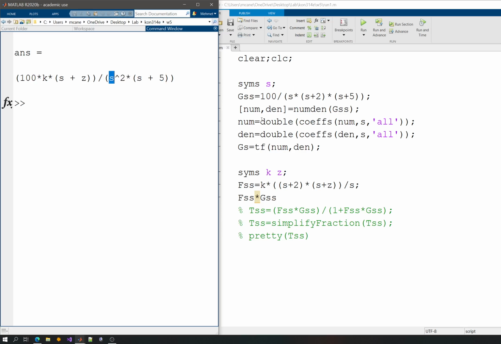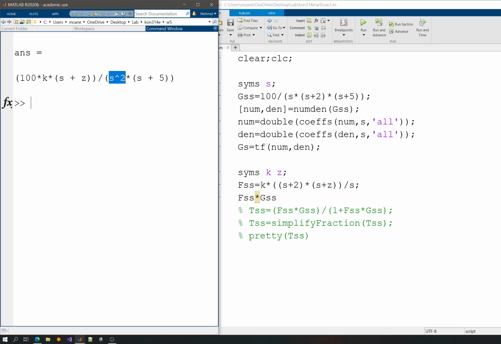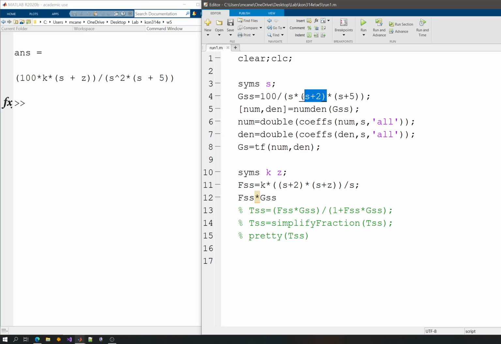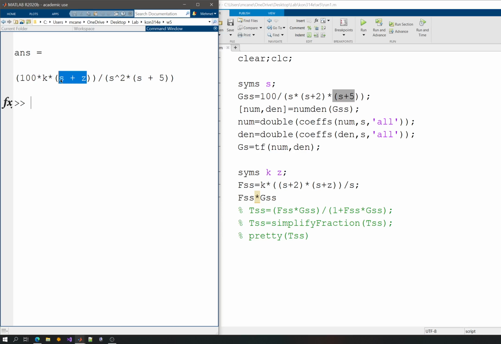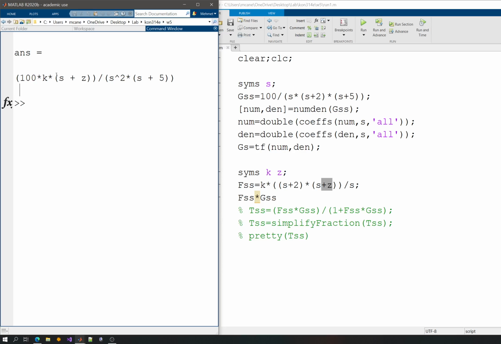Now, one of the s's comes from the controller itself, and the system has also an s term, so they are combined into s squared. I've cancelled out s plus 2, this means that I have s plus 5 left, and I'm adding a zero at s plus z, so that's left there too. So at this point, I'm still not able to generate the root locus plot since I don't know where exactly my zero is.